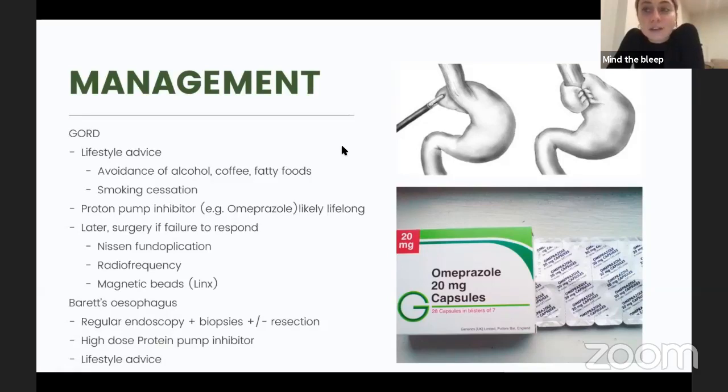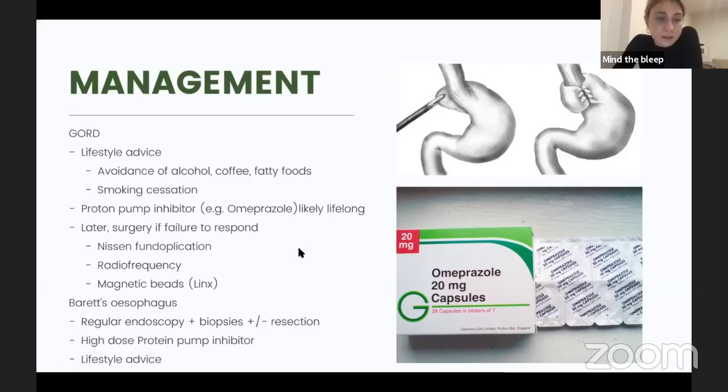For patients with gastroesophageal reflux disease, we're going to give them a proton pump inhibitor medication. So, for example, omeprazole, which is most likely going to be required lifelong. Later on, if this lifestyle advice and the proton pump inhibitor is not helping after a couple of weeks or a couple of months, then the patient can consider surgery.